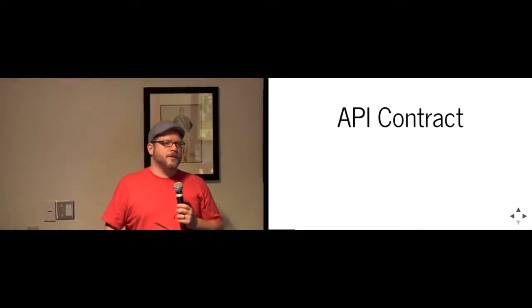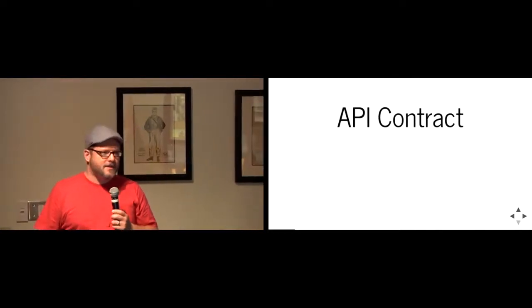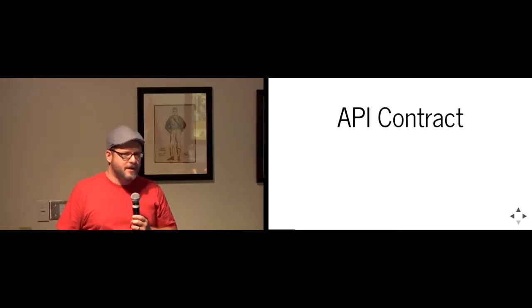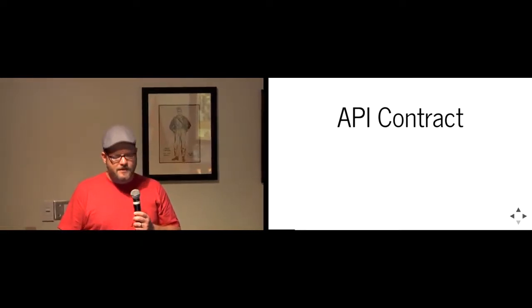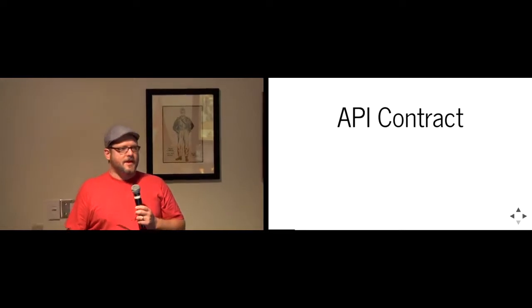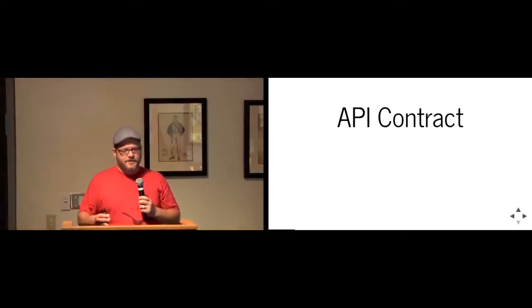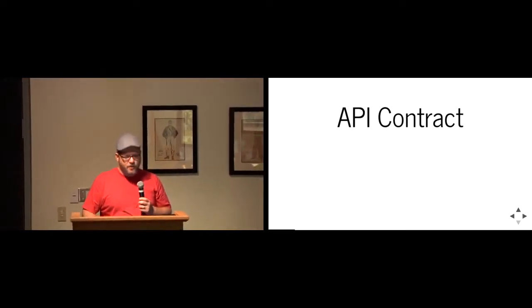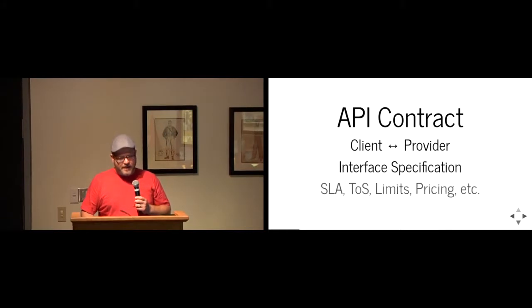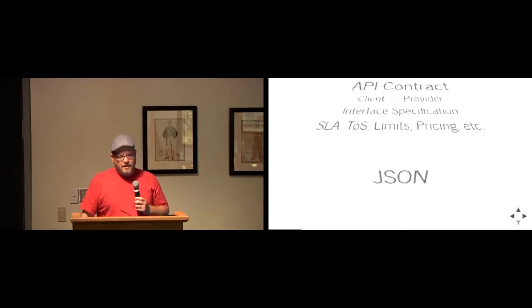Okay, so there's the concept of an API contract, and this is an agreement between the service provider and the clients. And this covers things like the technical details, like how requests and responses work. And it also covers things like the service level agreement and limits and pricing and things like that. So all of those things are wrapped up in this idea of an API contract.